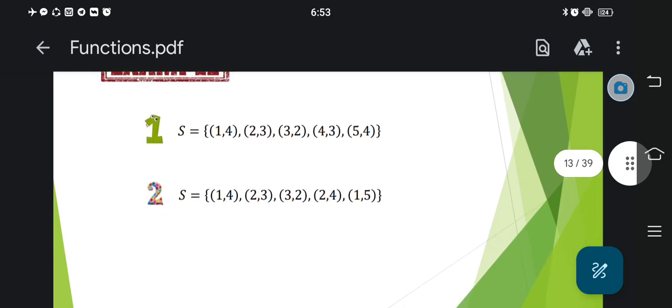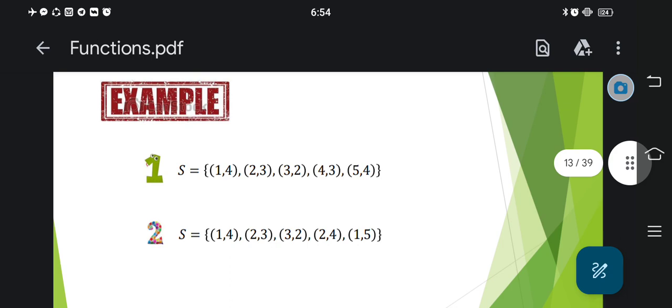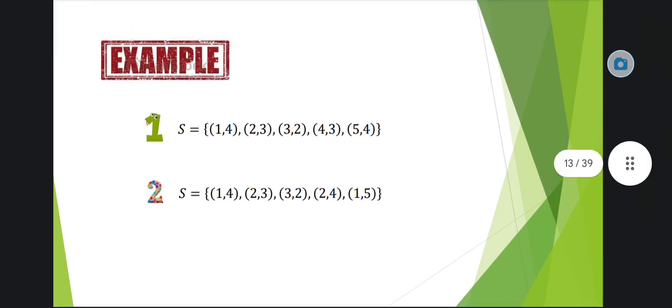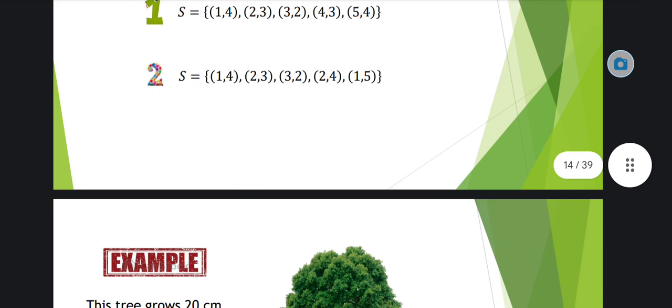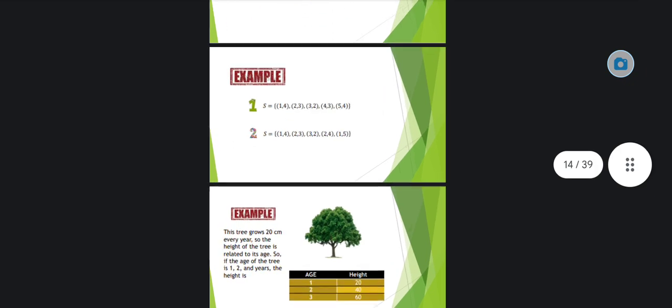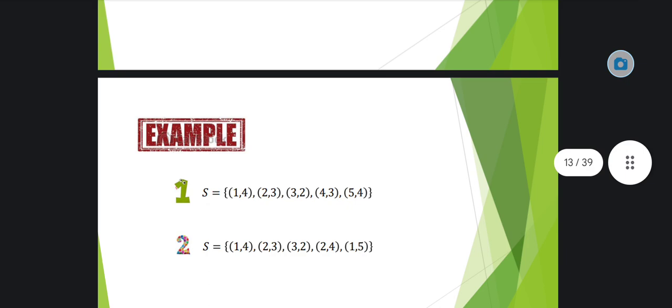Okay, we have here this one. Is number 1 a function? Yes, it's a function. Why? Look at the first set. Okay, I'll give you another example. Number 2, how about number 2? Is it a function? No. It is not a function.